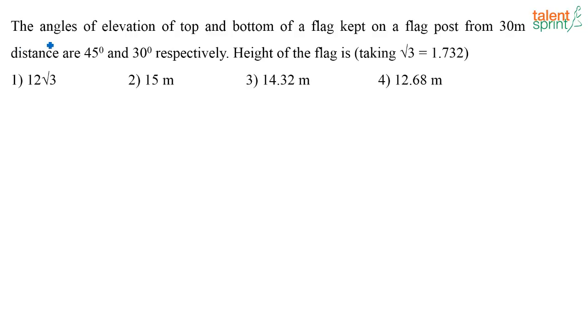What is given here? The angles of elevation of the top and the bottom of a flag kept on a flag post from 30 meters distance are 45 degree and 30 degree respectively. Height of the flag is dash. So you have a flag post, and on the top of the flag post there is a flag which is kept.